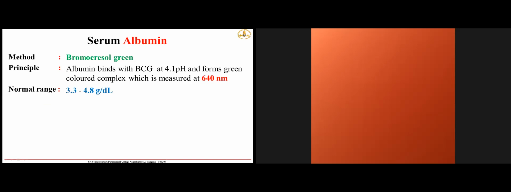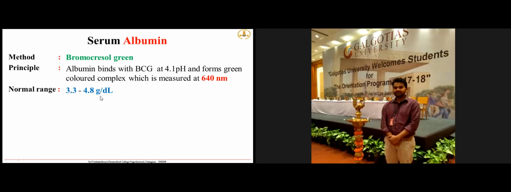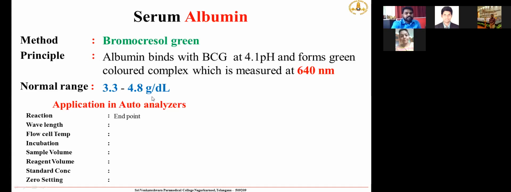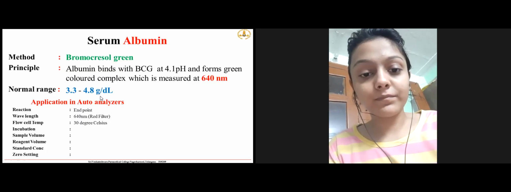Previously we talked about total proteins, and now we are talking about albumin. Albumin is a part of total protein. Okay, so the normal value is 3.3 to 4.8 gram per dl, and the same method we can also apply in the autoanalyzers. So the reaction is endpoint, and the wavelength is 640 nanometers, which is a red filter.